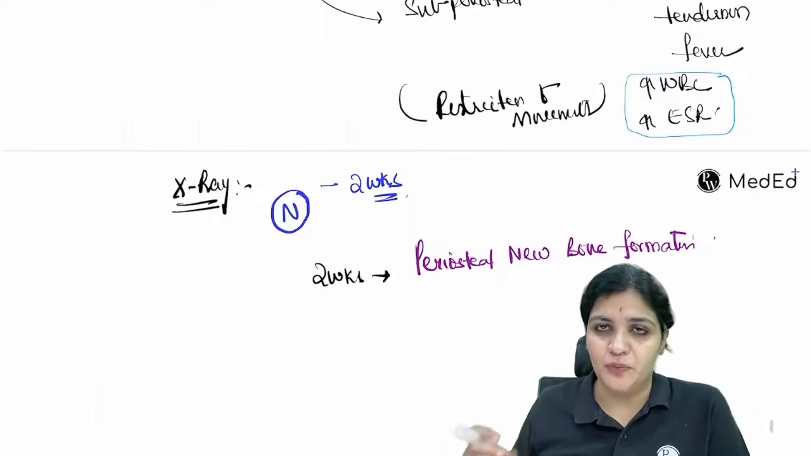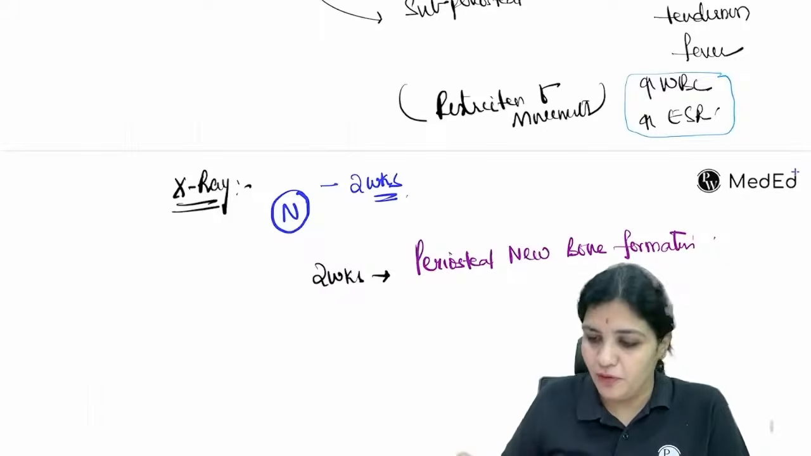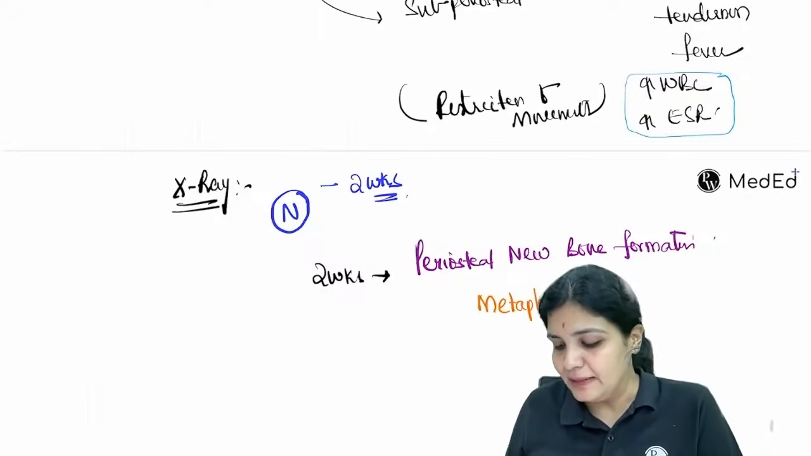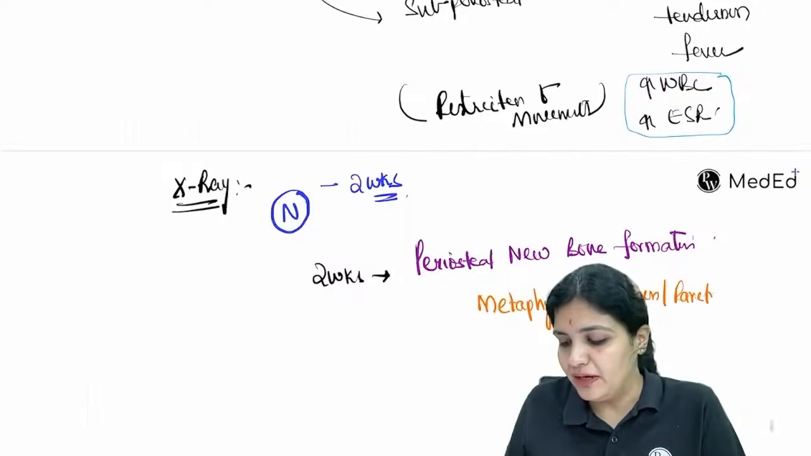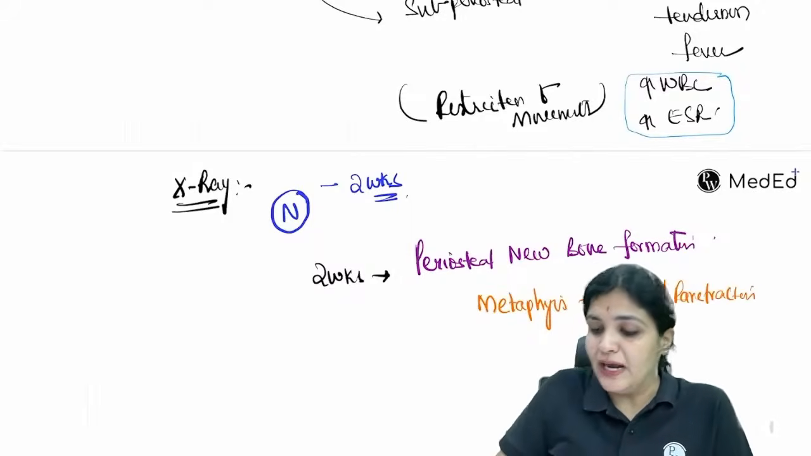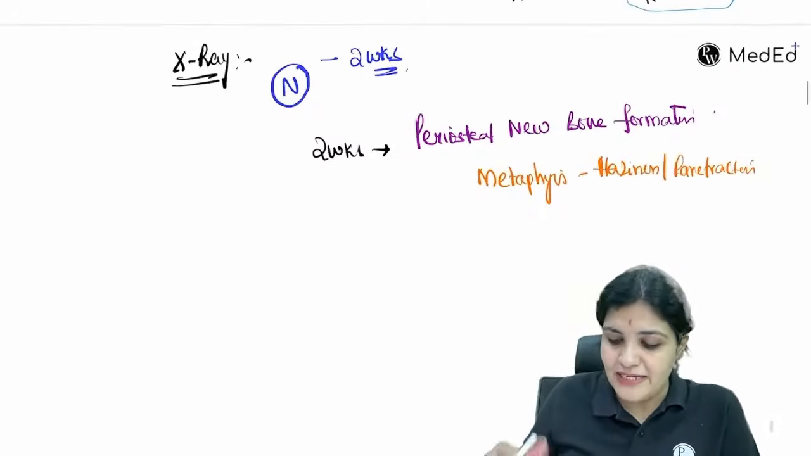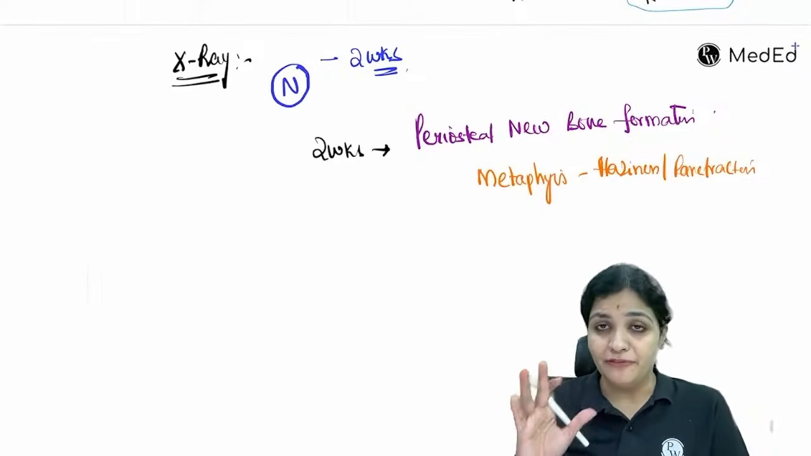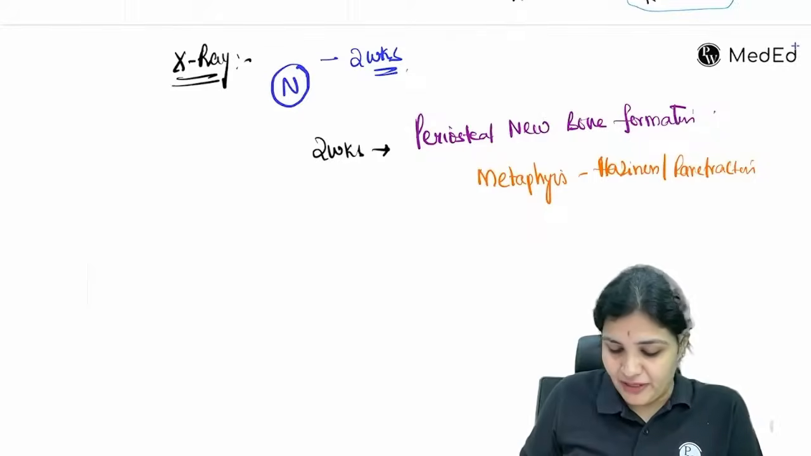Only after 2 weeks will you see periosteal new bone formation, and if the infection persists at the metaphysis, you can see haziness or rarefaction. But before that you're going to intervene. You're always going to intervene at the presence of fever, and with your labs you're going to confirm the presence of the infection, right?